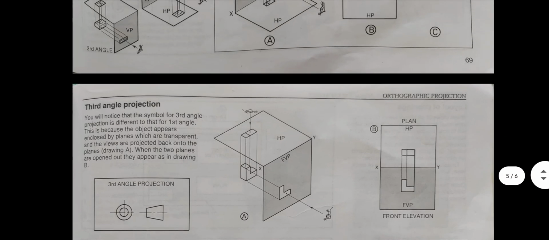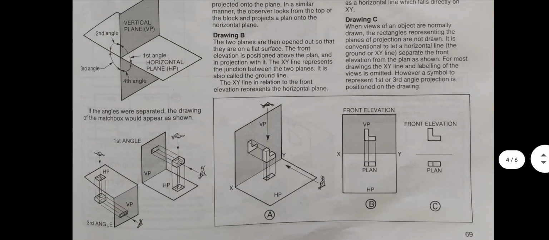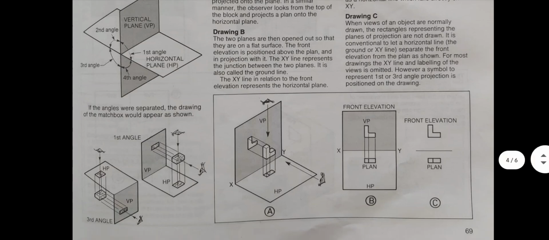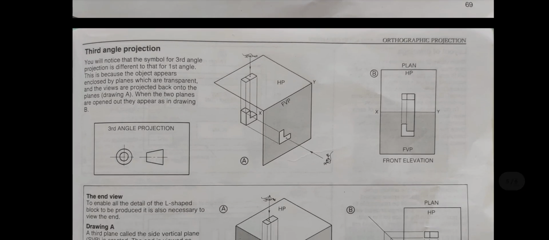So if I go back to the first angle projection, you can see that you have the vertical plane above the horizontal plane, right? And because of this, you would have the front elevation being above the plan elevation. And if you look at the third angle projection, you have the horizontal plane being above the vertical plane. And this would end up having the plan elevation above the front elevation, right? And this is what determines the position of the views or the order of the views, right?